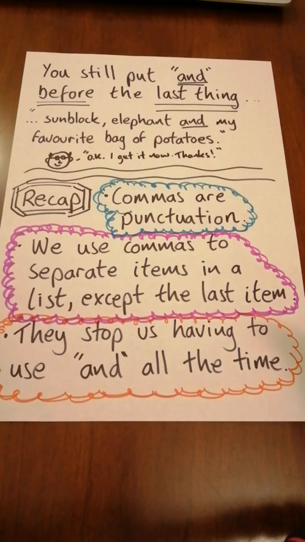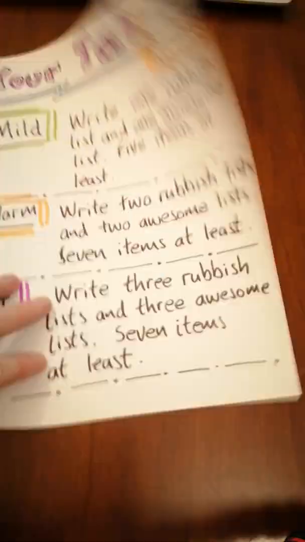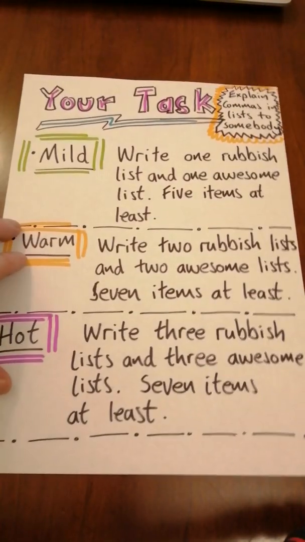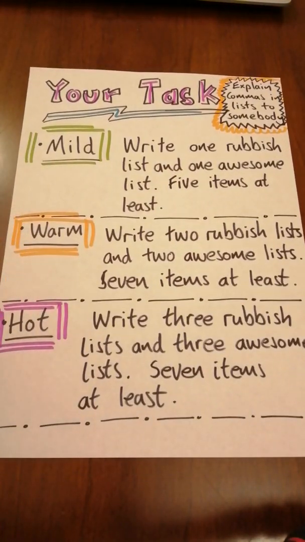Okay, over to you now. Your task. Your first task, and this is for everybody. Go and explain commas and lists to somebody the way that I've just explained it to you. Be awesome by it. If you want to do the mild task today, I want you to write one rubbish list, which has got that word "and" in it loads of times, and one awesome list, which uses commas to separate the items. Have at least 5 items in your list and make it a list about anything you want to make it about.